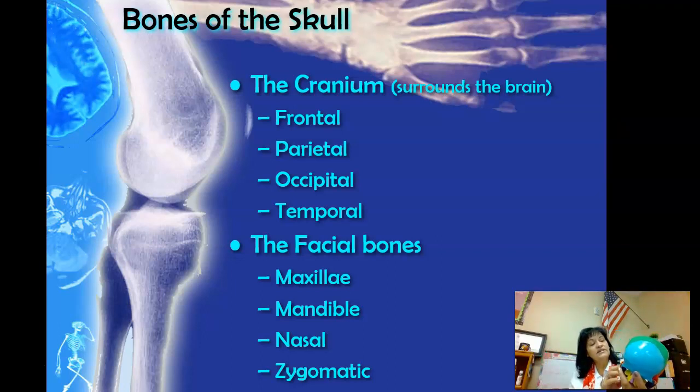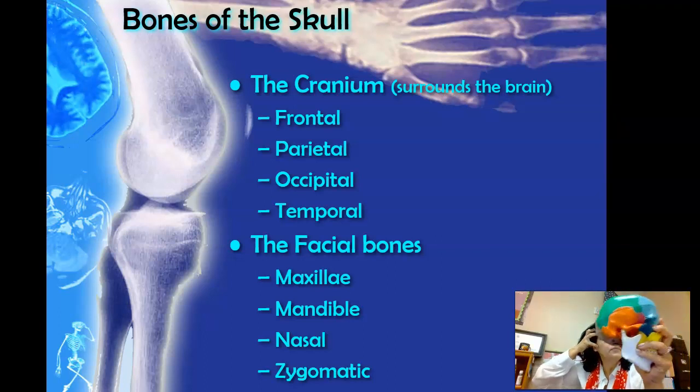Then you've got on the sides, see these orange on each side? Those are the temporal bones. You have two of those, and they pretty much surround your ear, like right there, okay? Okay, those are the bones of the cranium.